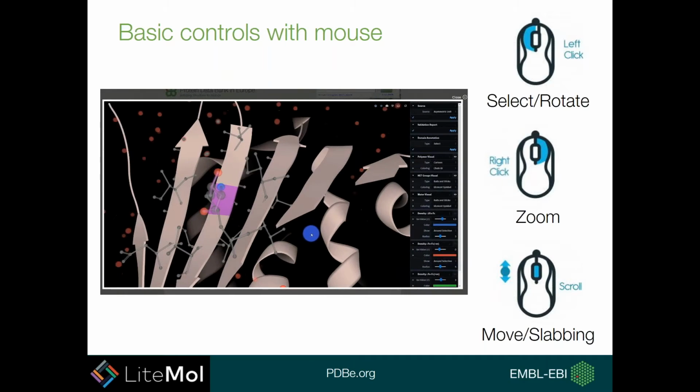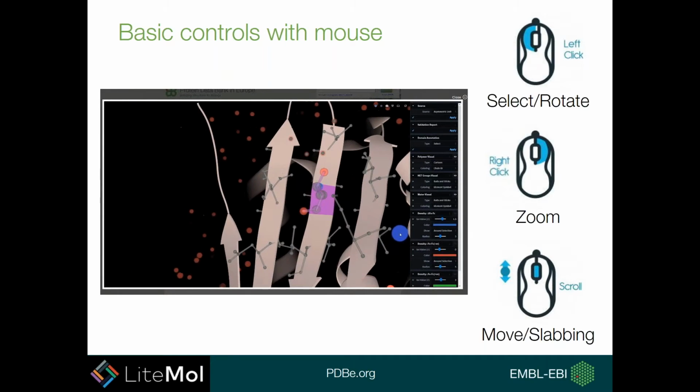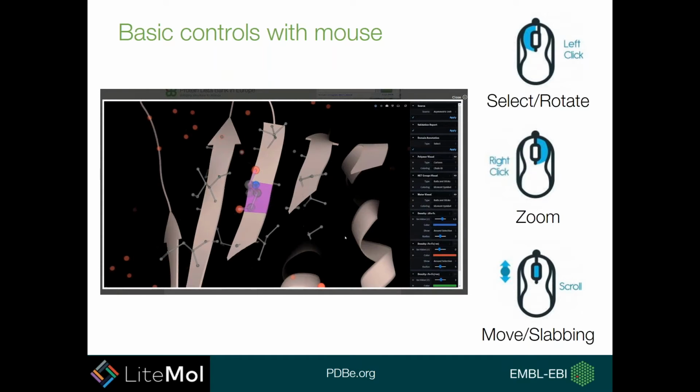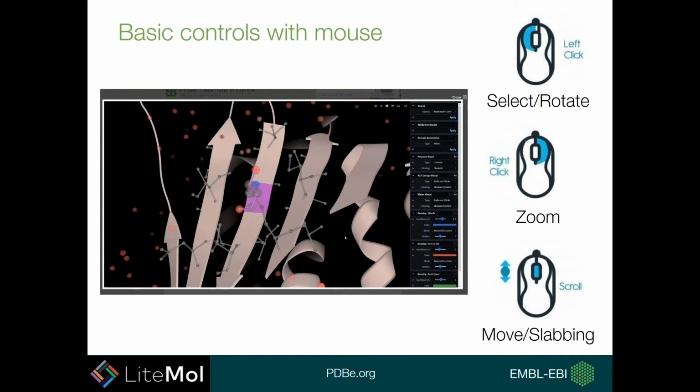If you want to use slabbing, and this will enable you to see different levels of what you're seeing in the structure, you use the mouse wheel, rolling the mouse wheel in and out to change this.